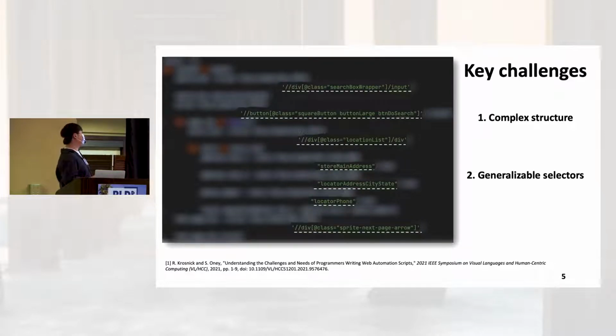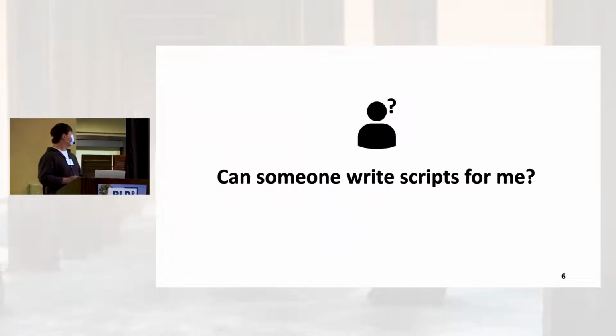Also, you may want to use some generalizable selectors for each element on the website. On the website, for each element, you will have thousands of alternative selectors. Finding one that is stable and can be used in the for loop is very hard, because only a few of them can be used. So the user will probably ask, can someone write the scripts for me?